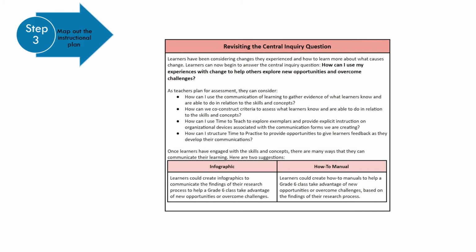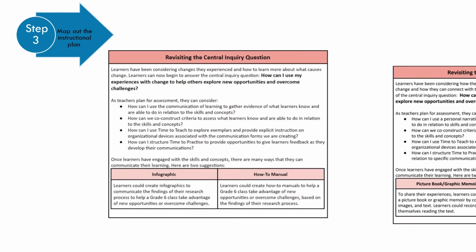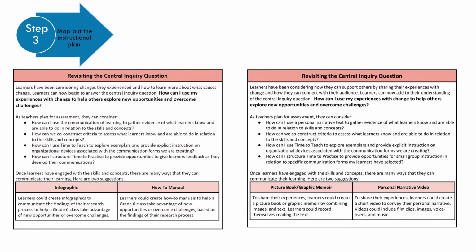In our example, the first time learners engage with the outcome, they develop their ideas and engage with the research process to communicate their learning through an infographic or how-to manual. The next time learners engage with the outcome, they develop their ideas and engage with the writing process to communicate their learning through personal narrative. In this case, learners are given the choice of using a picture book, graphic memoir, or video as the communication form.